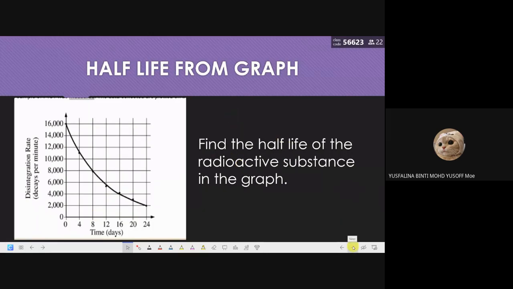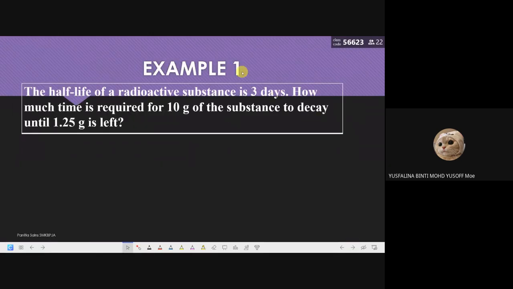Then I will explain again how to find the time when they give you the value of the half-life. So how do you find how much time it needs to decay from a certain value to another value? Let's say for the first example here. I noticed someone just joined, so you can just join the class.